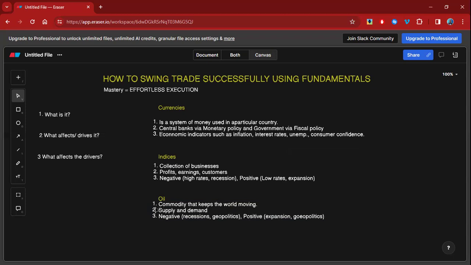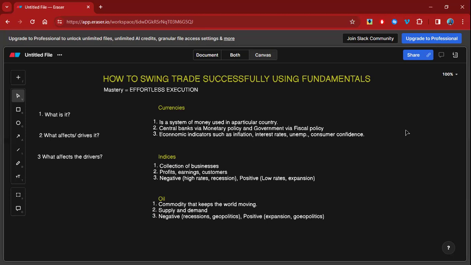So that is what we understand about oil. When we are looking to trade oil, we also need to focus on those things: geopolitics, recessions. Whenever we're reading news articles or financial articles talking about how something will affect the supply and demand of oil, or there's a looming recession, we need to know what type of impact it will have on oil prices.